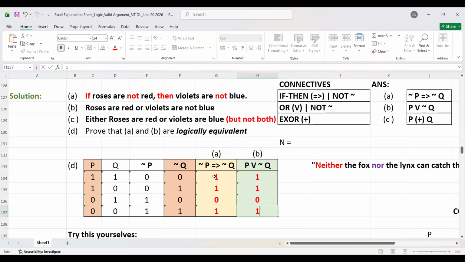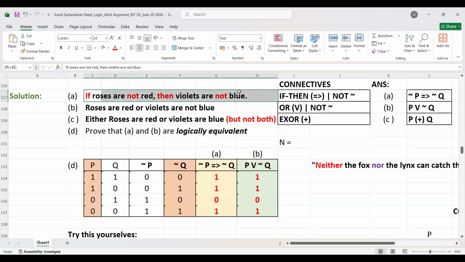Now, do you see that the truth values for the first one are the same as the truth values for the second, the way they are arranged? They are the same? Yes. Okay, so this is what we mean by two statements being logically equivalent. In English, the statements are not the same. If roses are not red, then violets are not blue. Roses are red or violets are not blue. In the English phrasing, they are not the same statement, but logically, with the connectives we have been given, we can show that they are the same.